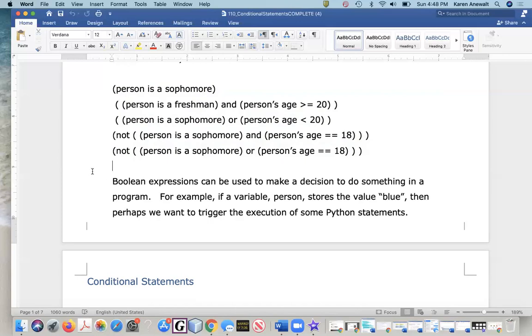Boolean expressions might be interesting on their own, but they really become useful once we learn about conditional statements. These are statements that are used to make decisions to do something in our program.